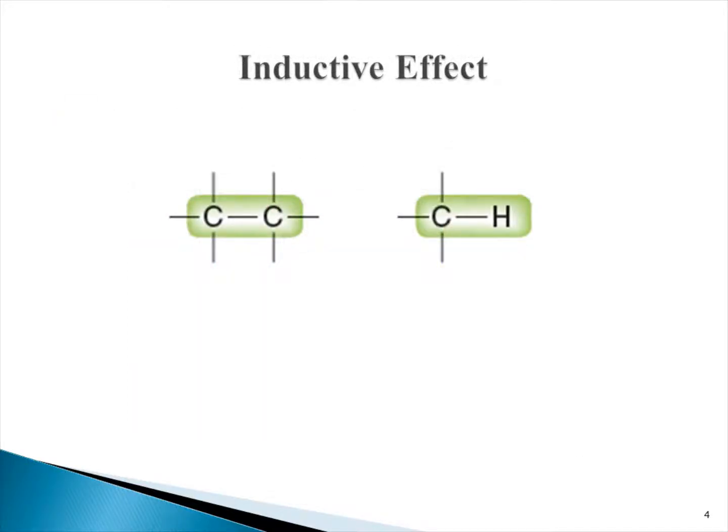Carbon-carbon and carbon-hydrogen bonds are examples of non-polar covalent bonds. A bond between carbon and oxygen is an example of a polar covalent bond. An oxygen atom is more electronegative than carbon, and therefore it will more strongly attract the electrons of the bond.